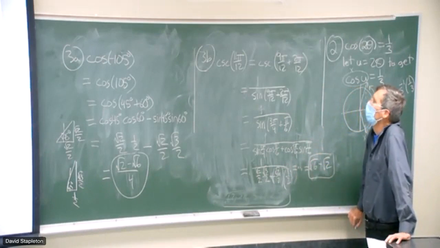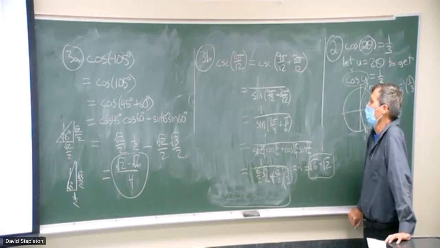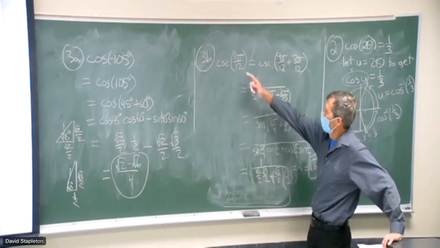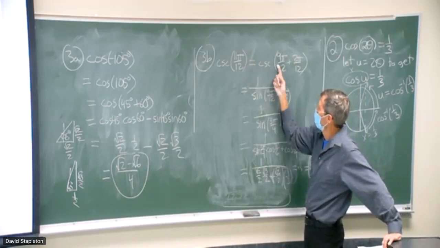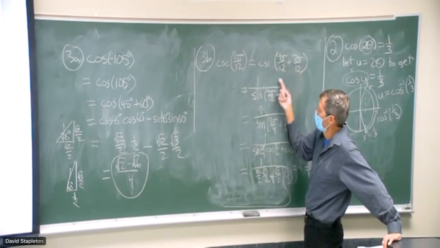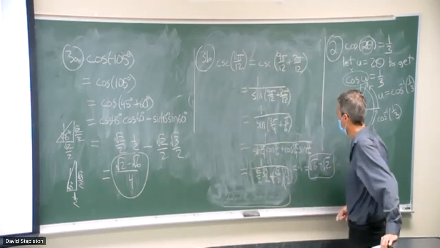Okay. Feel comfortable with this when you see it again? Is it clear? Okay. That's the idea. If you get one of these angles that's a multiple of 15 degrees, that's a multiple of pi over 12, use the sum of angles theorem to rewrite it, right? On both of those.